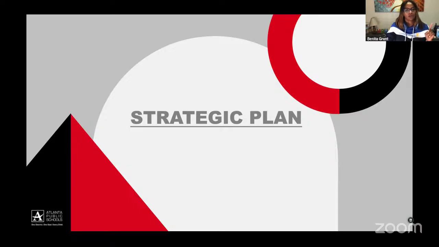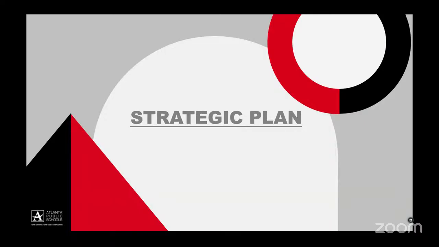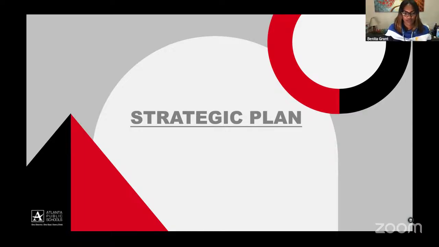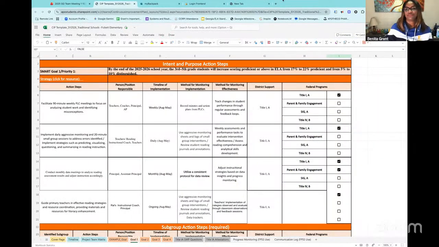And our SMART goals, if you look at the very top of the Excel sheet where it says intent and purpose action items, Principal Grant, I don't know if you were trying to change the slides, but what I'm seeing right now just says strategic plan. Oh, so you don't see it? Okay, let me go back and reshare it again. Thank you. There you go. There it is.